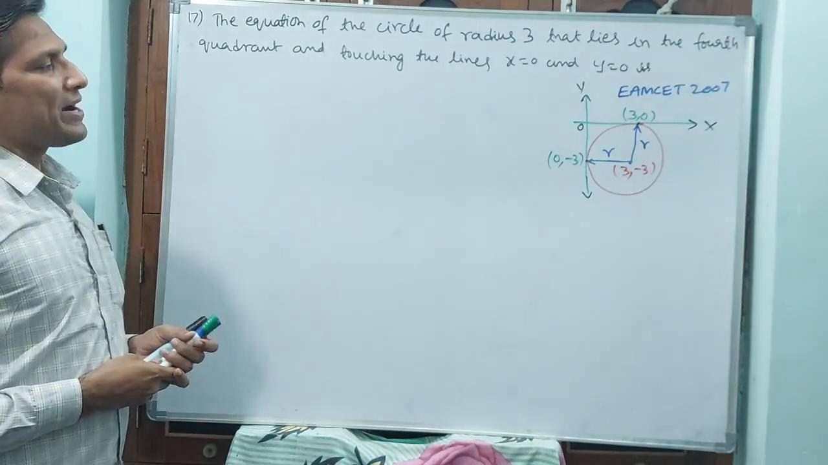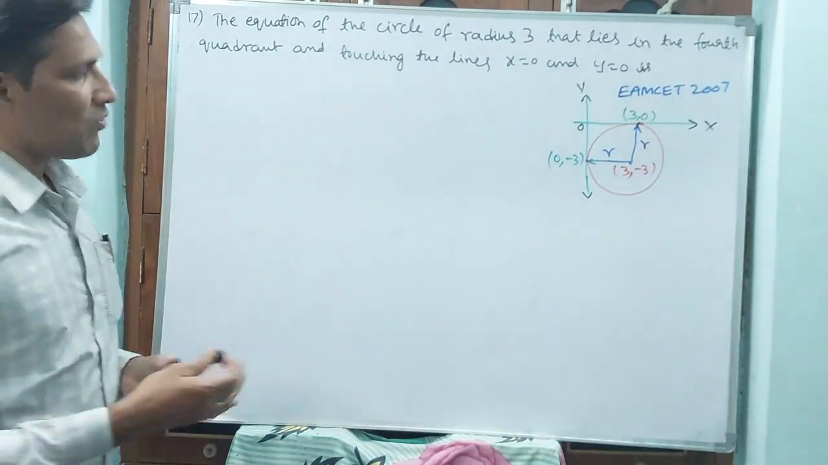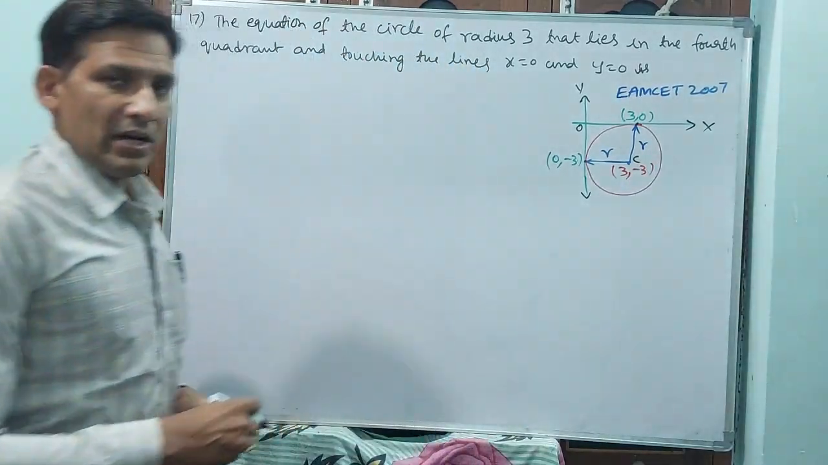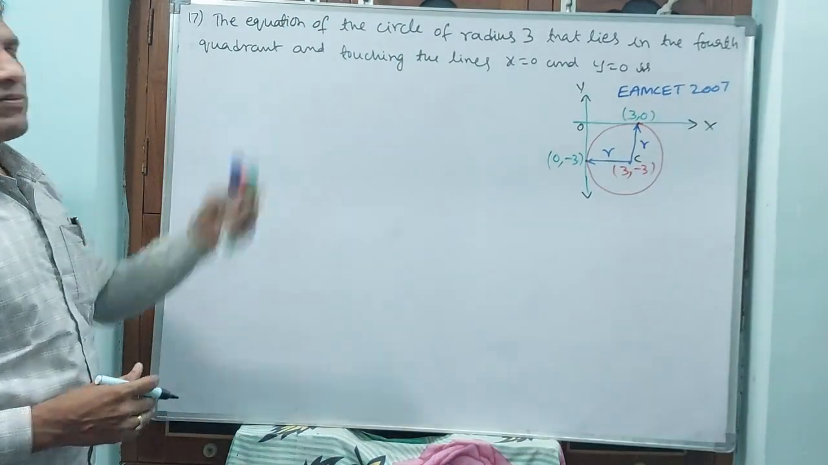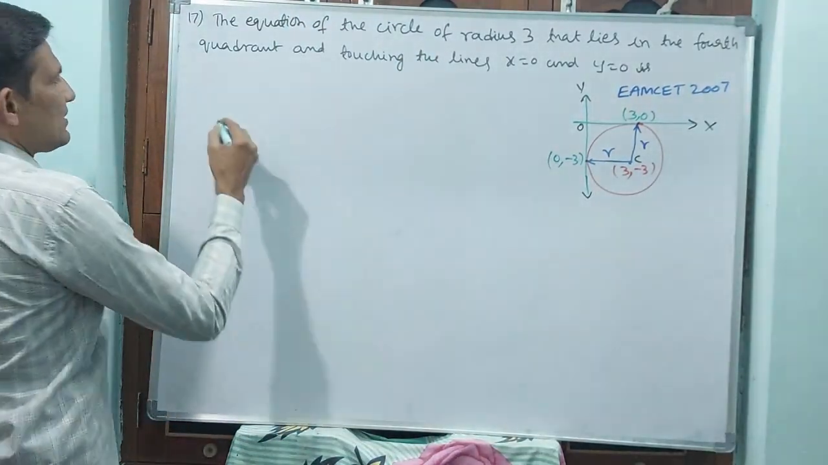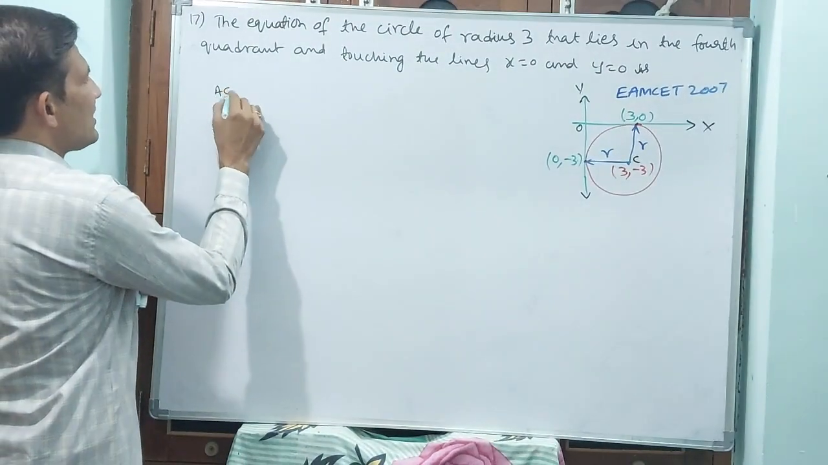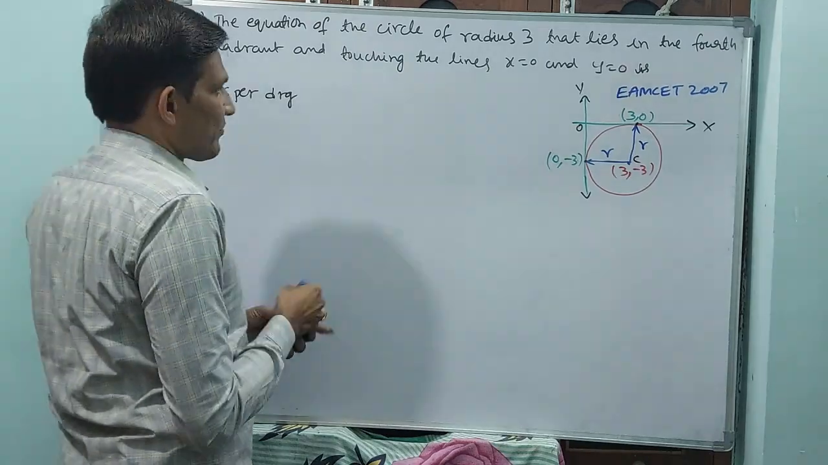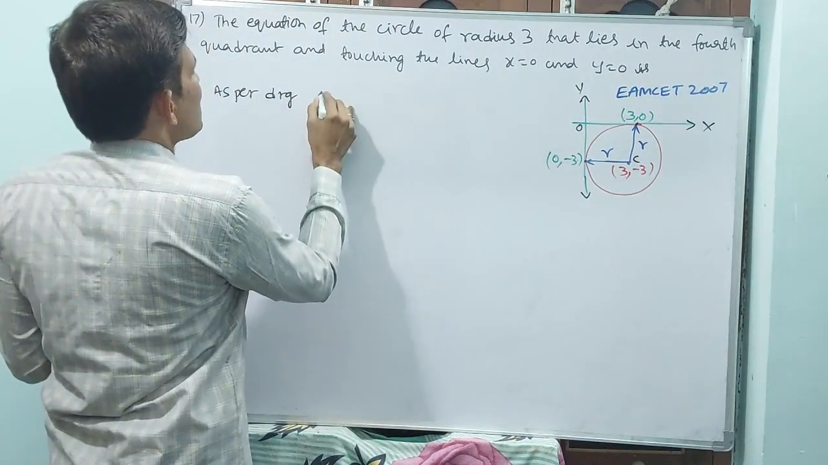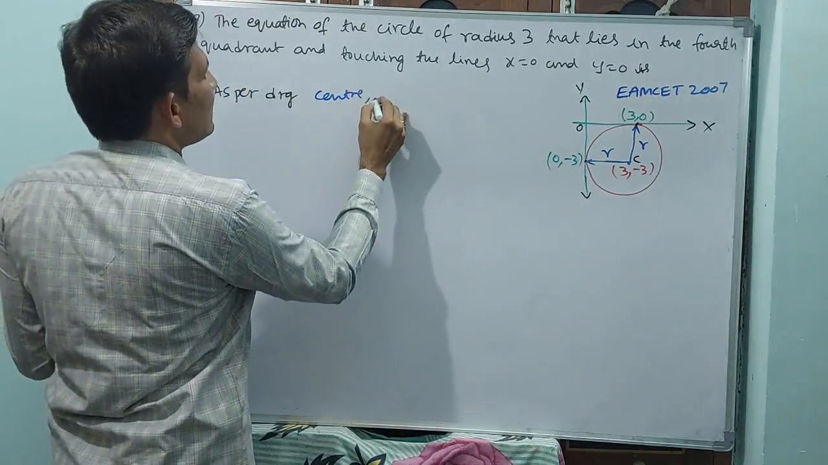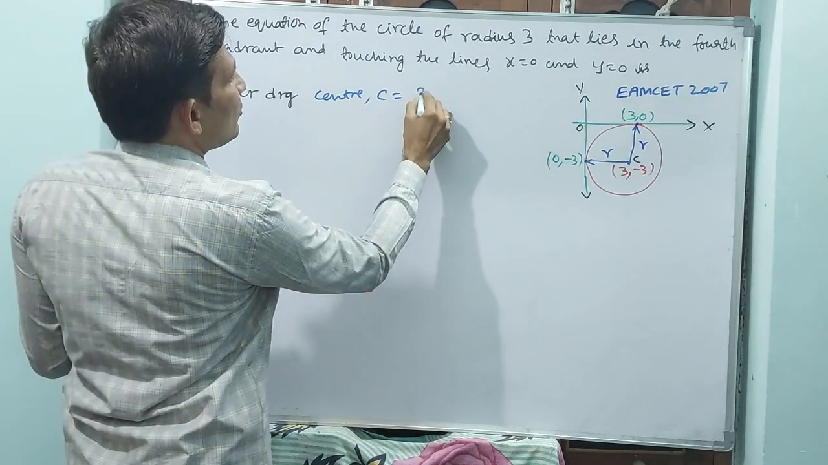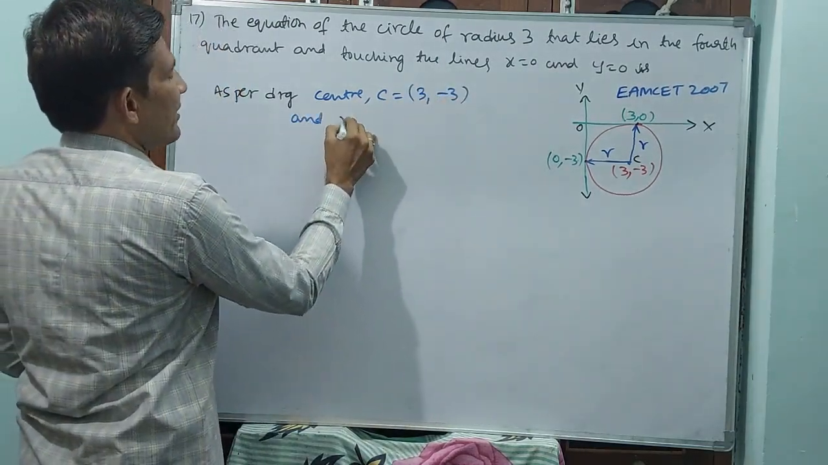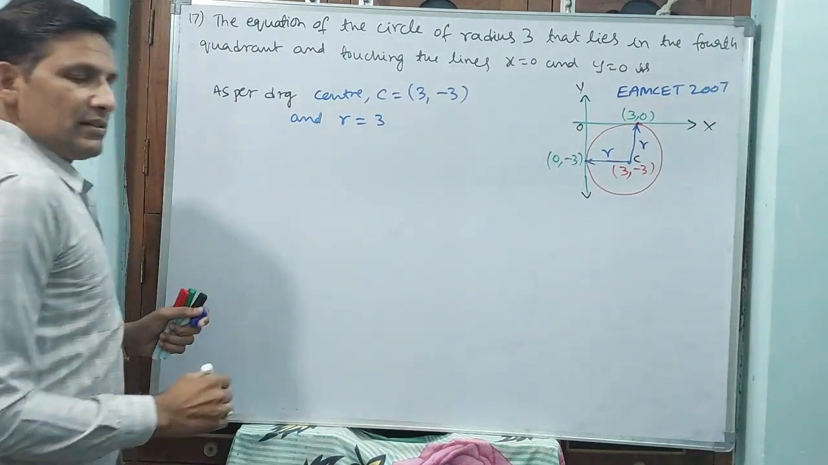X coordinate of the center is 3, y coordinate is minus 3. Now, they are asking for the equation of the circle. You see what I am writing first? Center as per drawing, center C is equal to (3, -3), and the radius they have given already, 3.